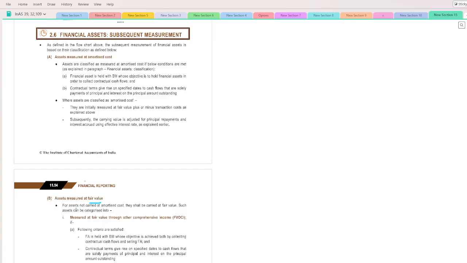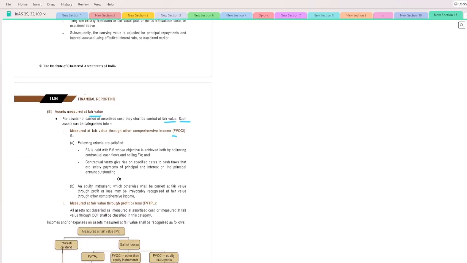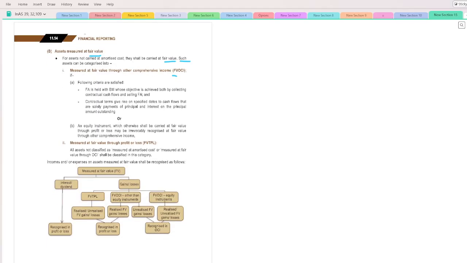Now it is coming to the fair value. For assets not carried at the amortized cost, they shall be carried at the fair value. So here the FVOCI and the FVTPL both are coming. Such assets can be categorized into FVOCI and FVTPL. Now they are telling one by one: one is for the FVOCI, and the other one is for the FVTPL. So, measured at the FVOCI.